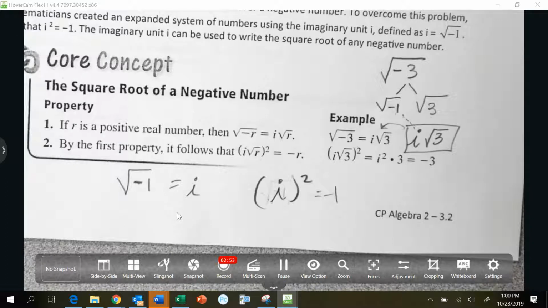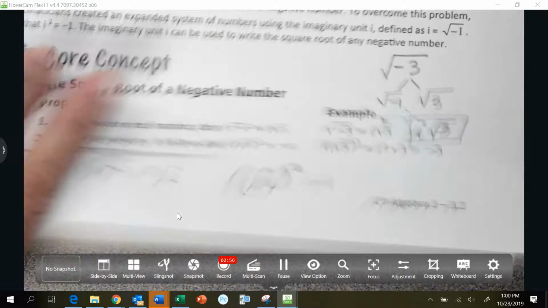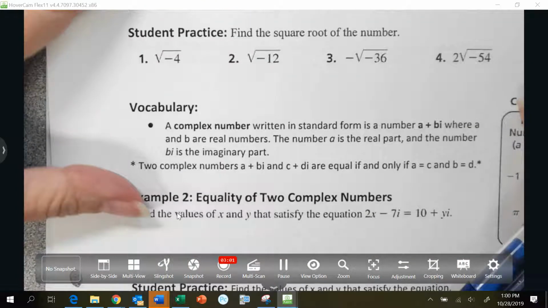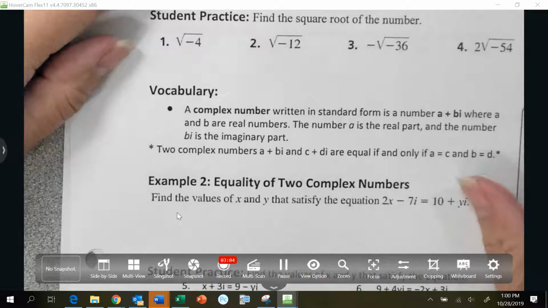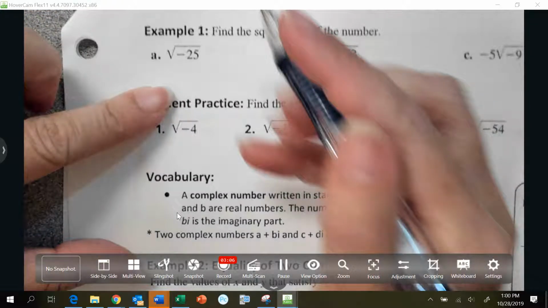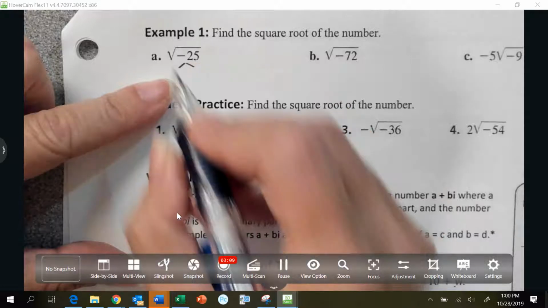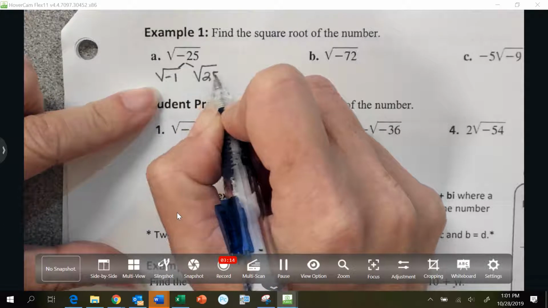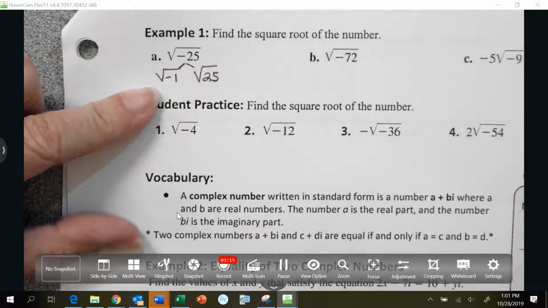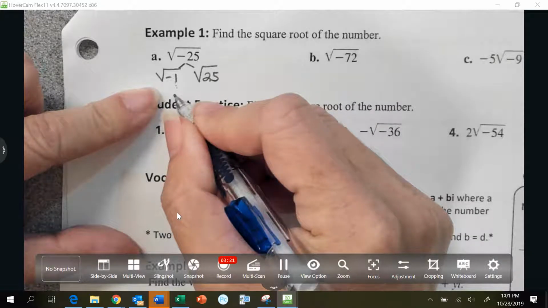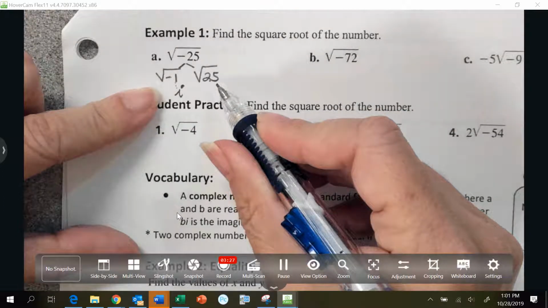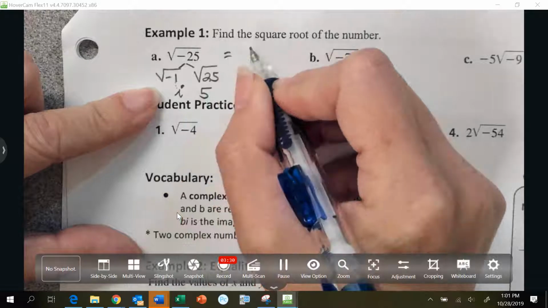We now know imaginary numbers. Now we're going to do stuff with them. So example 1, square root of negative 25. First thing I'm going to do is break it into negative 1 and 25. The square root of negative 1 is i. What is the square root of 25? 5. So my answer is 5i.